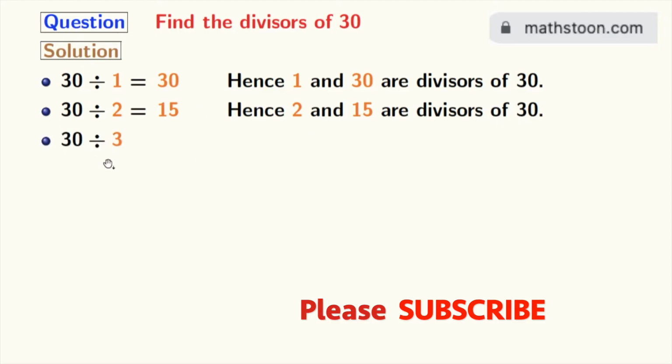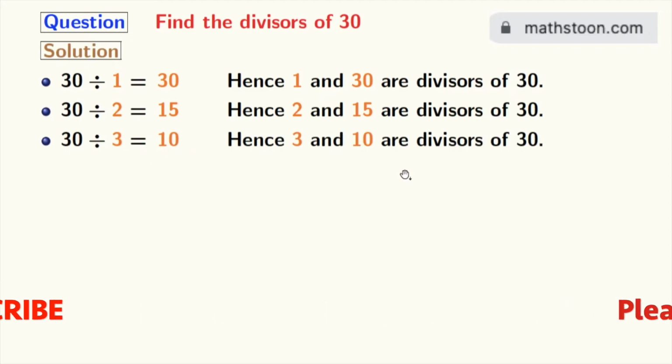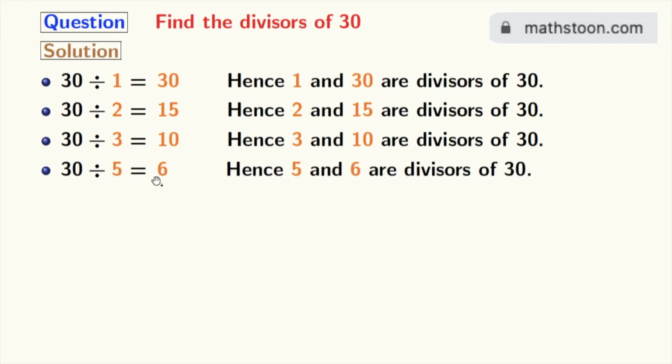Now 30 divided by 3 is 10. So 3 and 10 are the divisors of 30. Next number 4 does not divide 30. So we will try for 5. 30 divided by 5 is equal to 6. Hence, 5 and 6 are the divisors of 30.